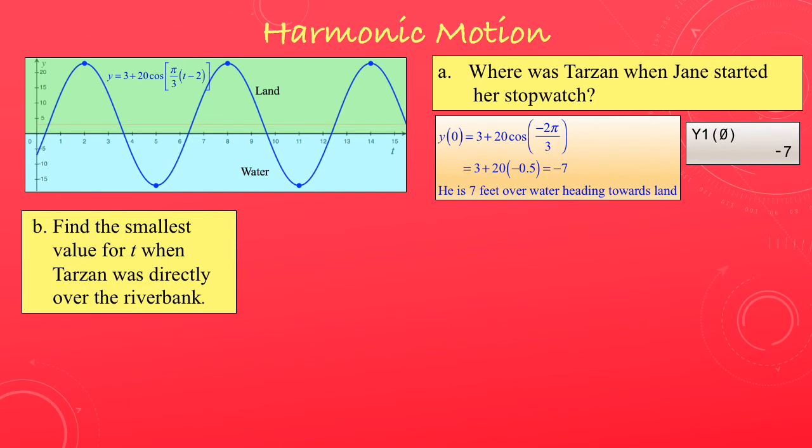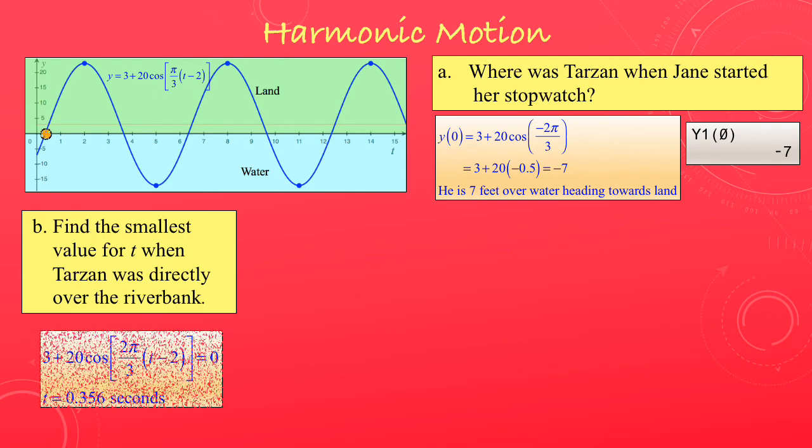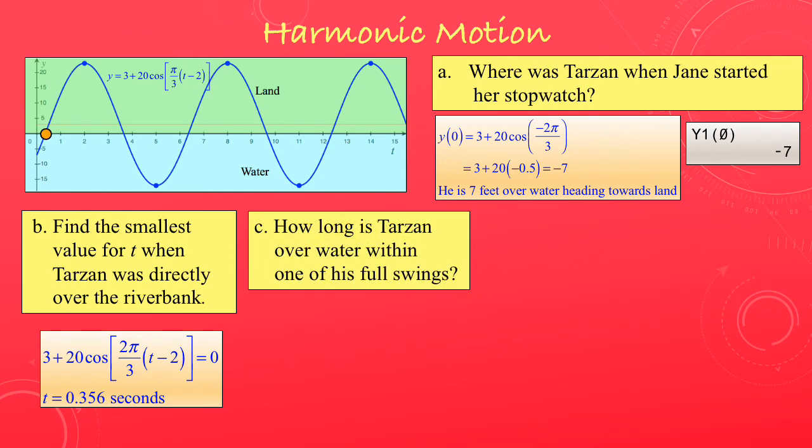Question B reads, find the smallest value for t when Tarzan was directly over the riverbank. As we can see from the graph, Tarzan is over the riverbank an infinite number of times. We want the smallest value, which represents the orange dot. So we set 3 plus 20 cosine of pi over 3 quantity t minus 2 equal to 0. And on the calculator, we will find the 0 of that function. And we get t is equal to 0.356 seconds.